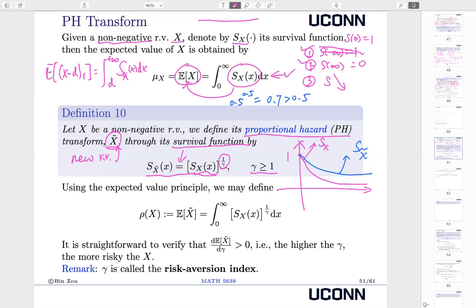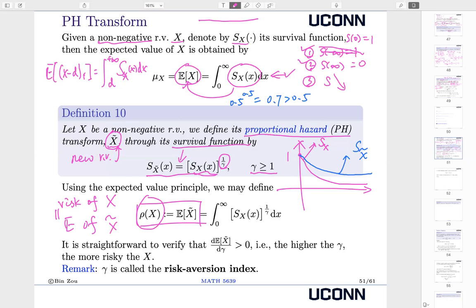So what is the risk measure if you apply the pH transform? This is the definition. The risk measure of the original risk x is defined as the expectation of the new transformed random variable. So I want to know the risk measure of x, and I use the expectation of x tilde to define it.